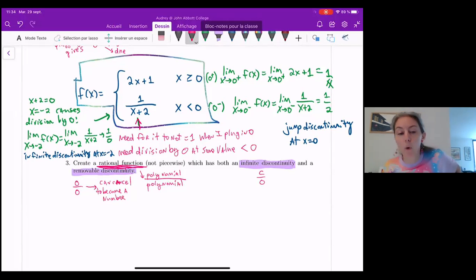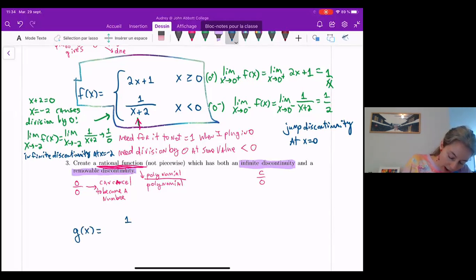So I just need for both of those things to happen. I need to have some value cause a constant over 0 and some value cause 0 over 0. So I'm going to start with the infinite discontinuity, and I'm just going to look at the function I had up there, 1 over x plus 2. I know that has an infinite discontinuity, but it doesn't have that 0 over 0. So I want 0 over 0 to occur somewhere else.